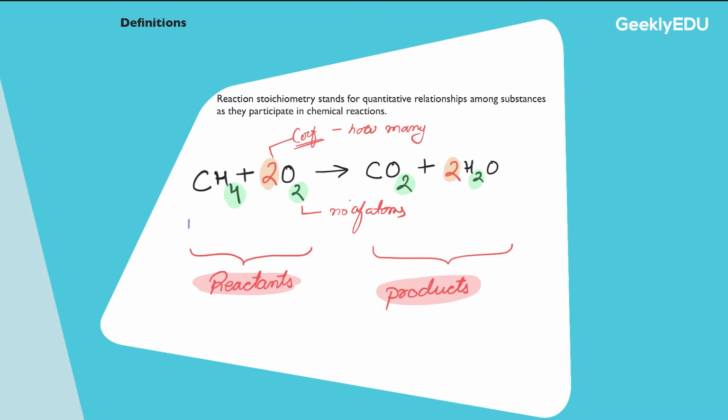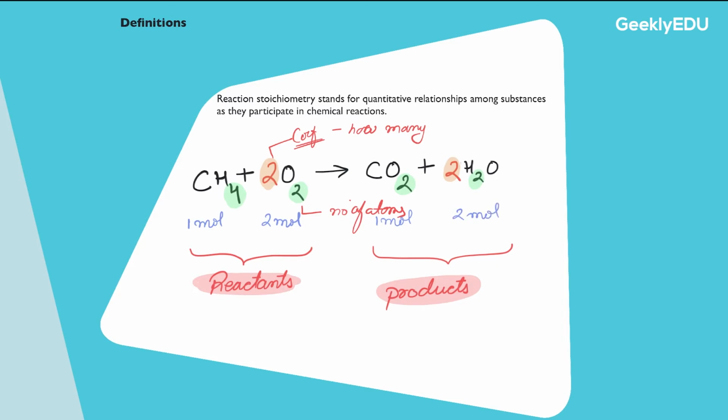So you have 1 mole of methane, CH4, reacting with 2 moles of oxygen. So this is the first kind of information that you can get from a reaction: 1 mole of methane, 2 moles of oxygen, giving 1 mole of carbon dioxide and 2 moles of water. Now with this information you can go further.